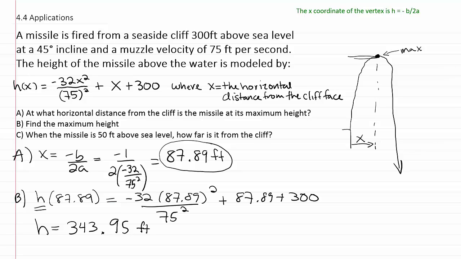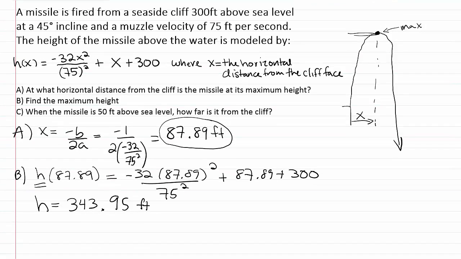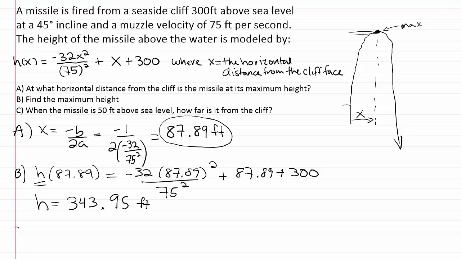All right, and then finally, part C. It says, when the missile is 50 feet above sea level, how far is it from the cliff? Okay, so it's just a matter of evaluating the function at this point. So for part C, they're telling us that it's 50 feet above sea level. That's a height, so that means your h of x value is actually 50.